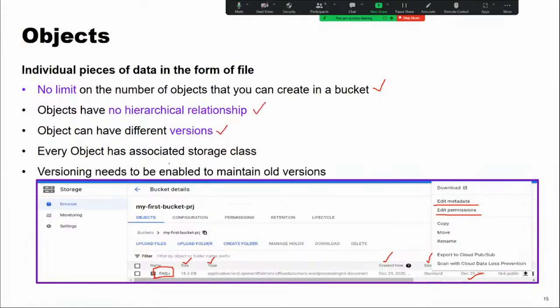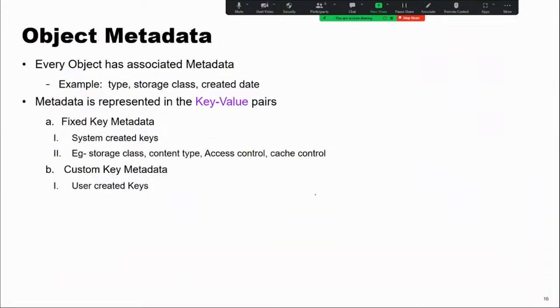Every object has an associated storage class, right? This will be inherited from the bucket. So for example, if the bucket has a standard storage class and you keep a file in it, that file will also have the same storage class. So this is how it is. Versioning needs to be enabled to maintain the old versions. And this is the object metadata.